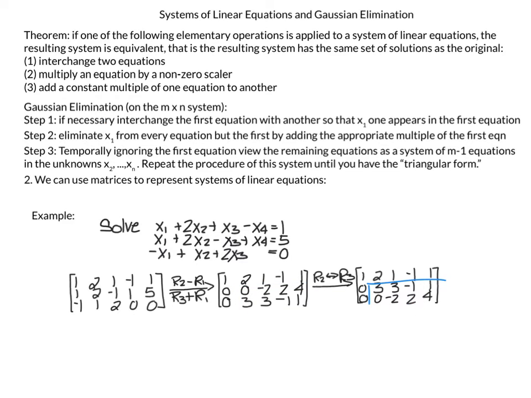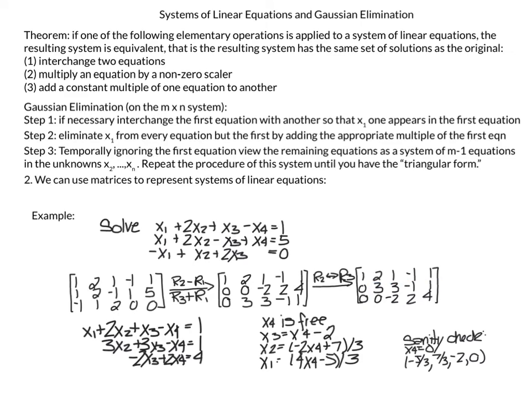The second step, eliminate x1, that's this first variable here, from every equation but the first by adding the appropriate multiple of the first equation. So here I want to eliminate x1 from the next equation, but you can see it's already eliminated because there's a 0, so I'm done here. And then I can ignore the first equation, but then I'm only left with one equation. So I'm kind of done doing this Gaussian elimination. From there, I'm ready to do back solving.